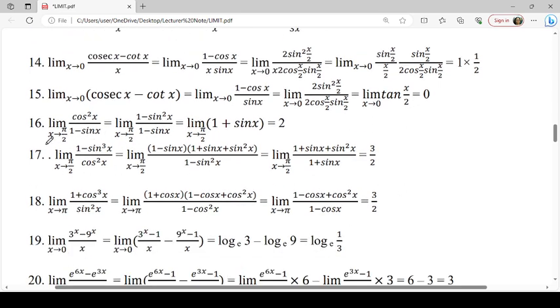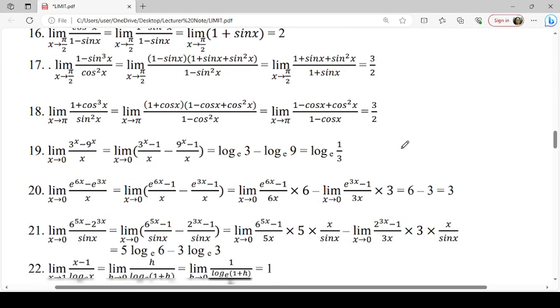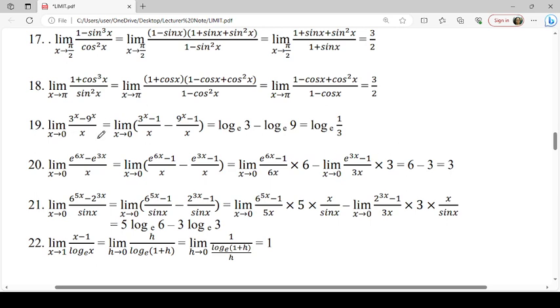Then this is x tends to pi by 2. It is 1 minus sin x by 1 minus sin square x, so we are cancelling out. With x tends to pi by 2, the value is 1 by 2. So these are some examples of this. And now some results we are having.